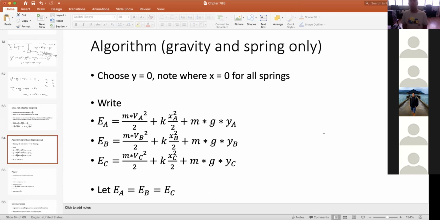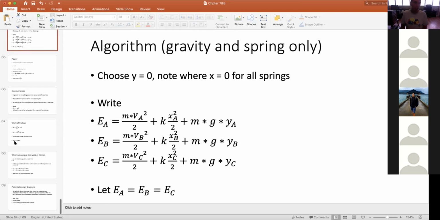So the algorithm here for gravity and spring only is, like I said, let EA, EB, EC all equal each other. You write down this equation, set it equal to EB, set it equal to EC, and you're done. You do have to choose where Y is 0 for every single mass. You need to know where X is 0 for the springs. 0 is the equilibrium point. So if you're told it's stretched 3 centimeters from equilibrium, you know that XA would be 0.03 meters, right?